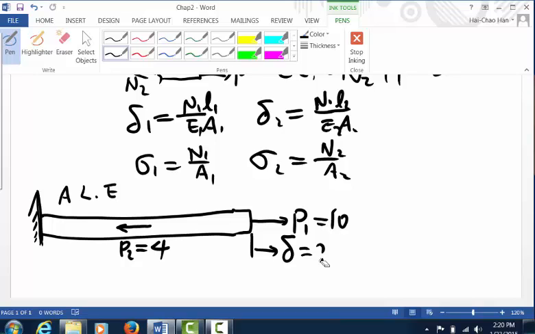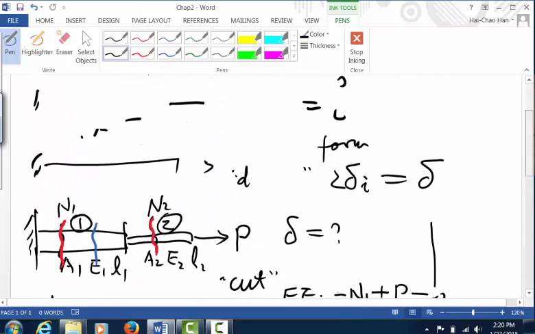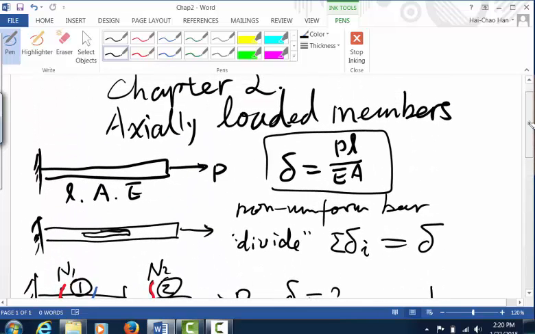Okay, so how can we find out the elongation of this bar? First, is this one a uniform bar? Can we use that simple equation at the top, just one simple equation? So we have the equation here, right? See, right here. This equation, when can you use this equation?